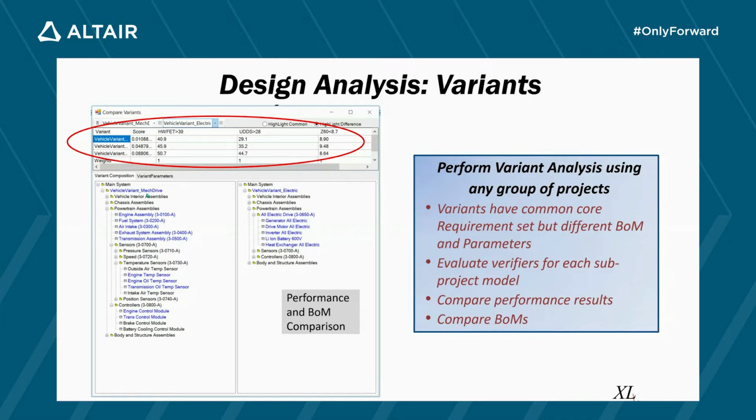In this case, I'm comparing an internal combustion engine to an electric vehicle. Obviously the difference in the part list is the electric drive components, and over here the components associated with the internal combustion engine. So this allows you to compare the performance of the variants and the composition of the variants.